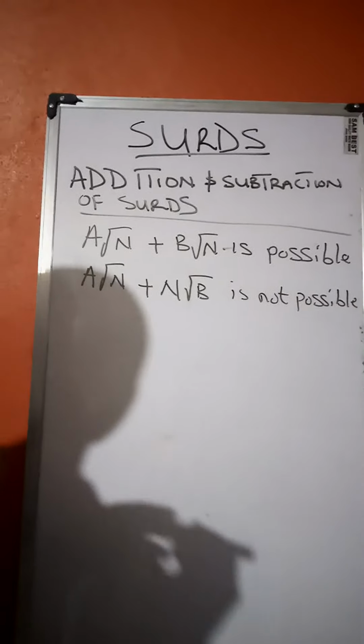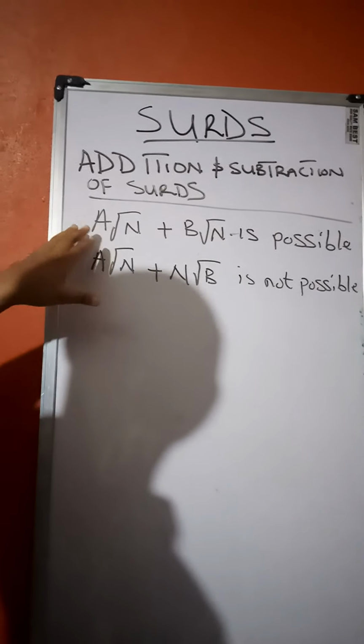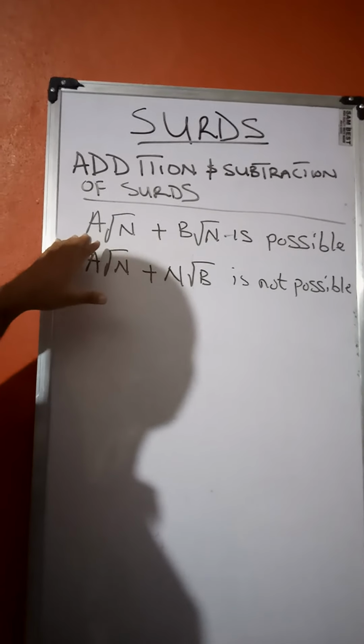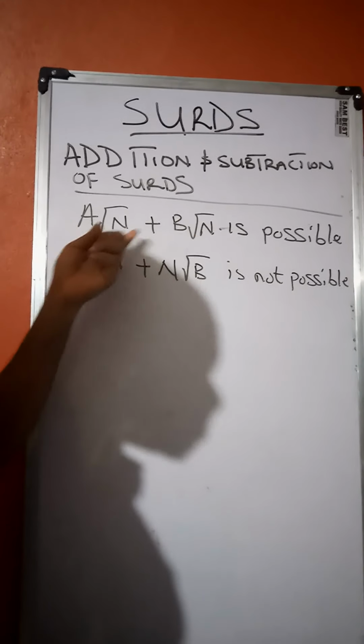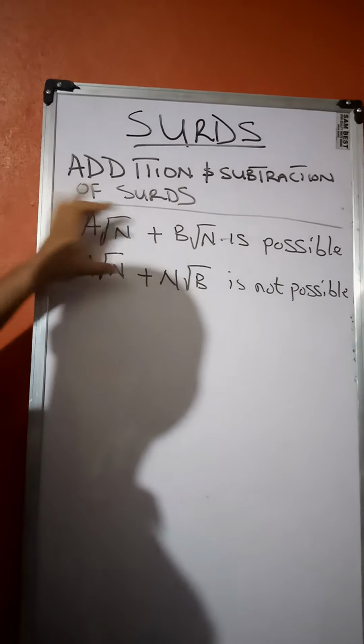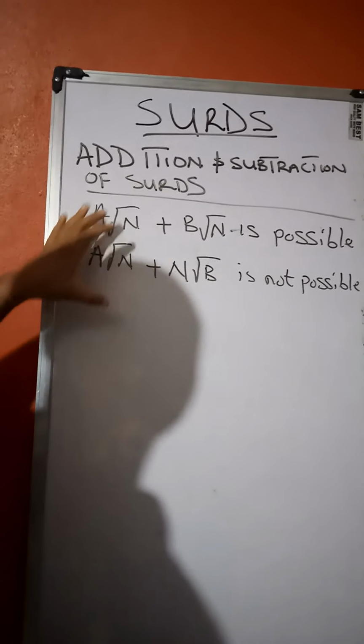Now, when you're solving addition and subtraction of surds, before you can add the terms that are outside the root, it means the two terms inside the root must be similar, must be the same. That's only when you can add these terms outside the root. They must be similar. Now, that's why I wrote out this.